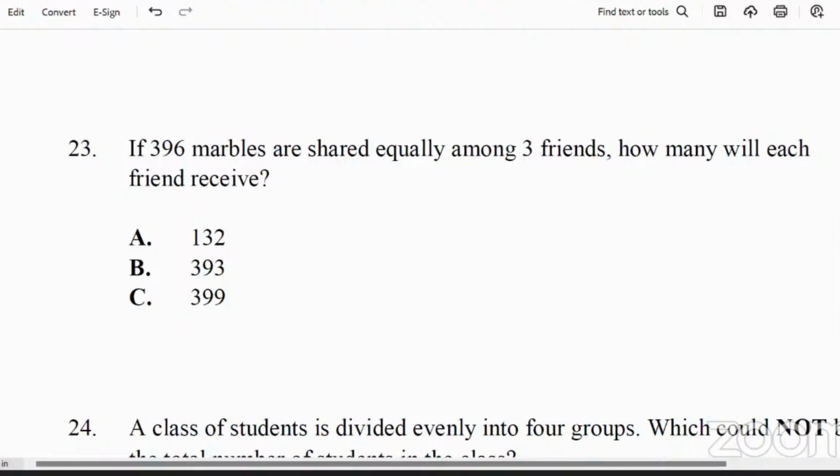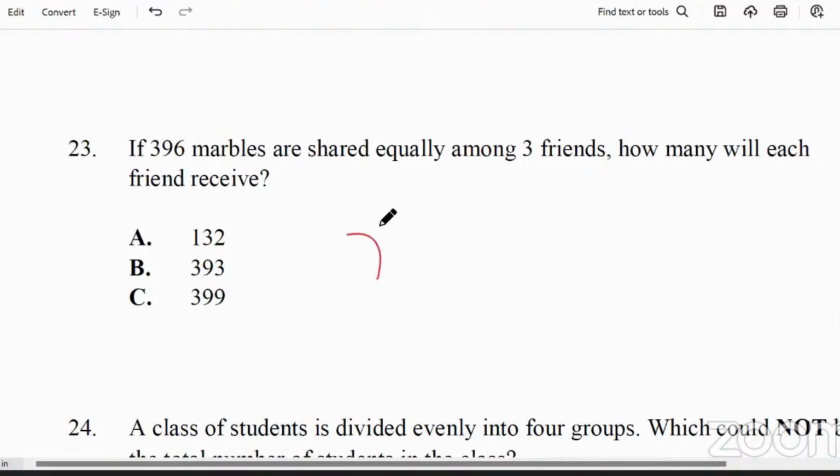23. If 396 marbles are shared equally among 3 friends, how many will each friend receive? Okay, so again, this is a division question. So we don't have time to draw 396 marbles, but guys, if you don't know how to divide and you want to draw 396 marbles, I'm not going to say no, okay? But it's best if you learn division, so you can do this quickly and easily.